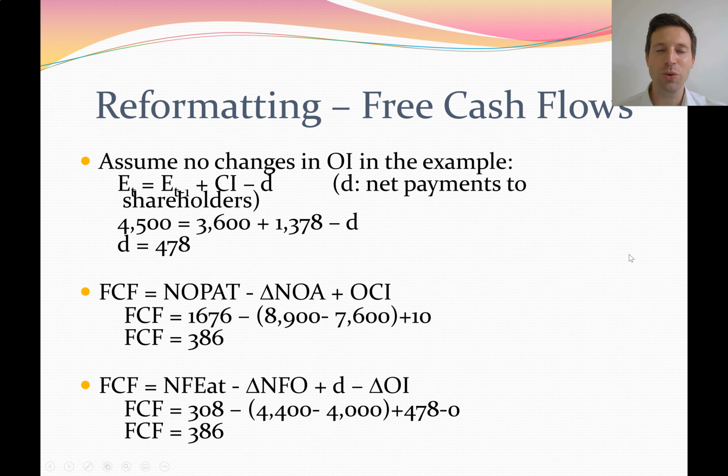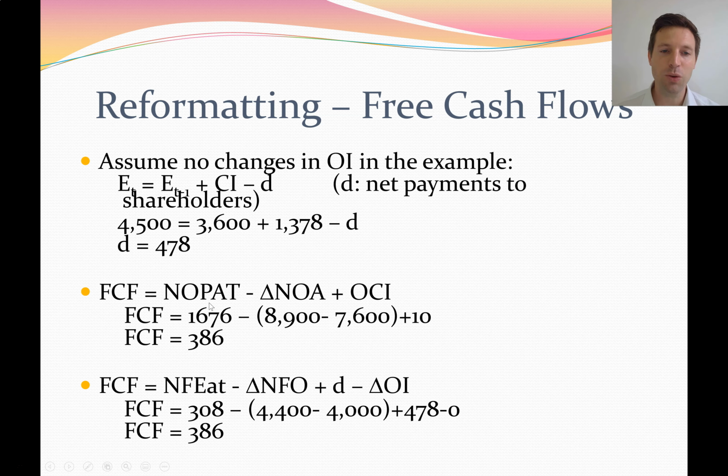Okay, so to make sure we can do our free cash flow calculations, we need to calculate our equity. So our equity in the current period we can get from the balance sheet was $4,500. Equity from the prior year's balance sheet was $3,600. The comprehensive income for the year was from our income statement, $1,378. So to make it all balance, we can figure out that the net payments to shareholders would have been $478. That's assuming there was no other changes in ownership.